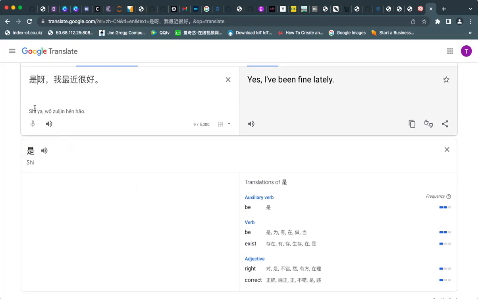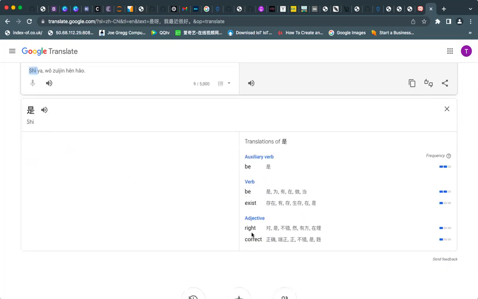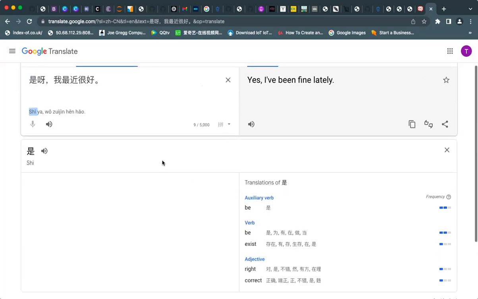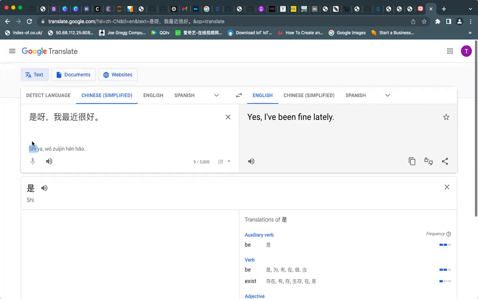Like, she is a girl, but this one is shi. It's fourth tone. Okay. Yes, good. So like you said, it means correct or to be sometimes. The verb to be, or is or are, you know, that kind of thing. And this one is toneless. It's like neutral tone. It's an ending that you hear the Chinese use in spoken Chinese, right?